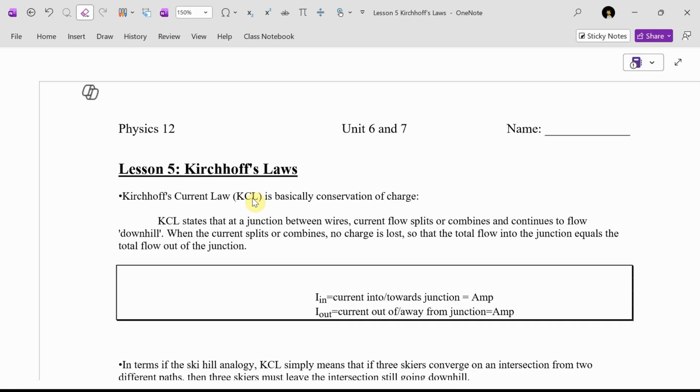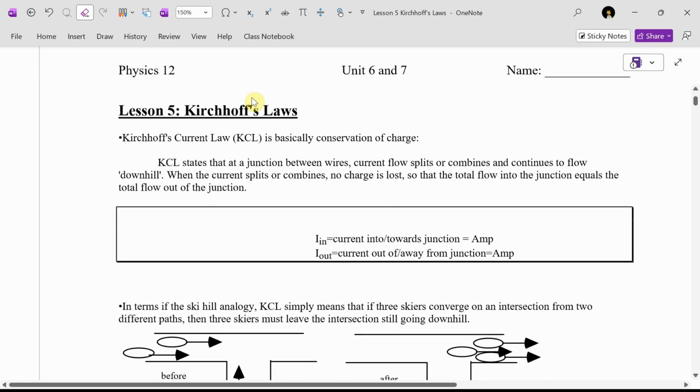Here's what Kirchhoff's current law is. It comes out of the idea of conservation of charge. On an electrical level, protons and electrons can't magically vanish. That would require matter to disappear, and that's not allowed. In my ski hill analogy, the number of skiers you start with has to be the number of skiers you finish with. You're not allowed to have skiers go missing. That's not a functional model for a mountain.